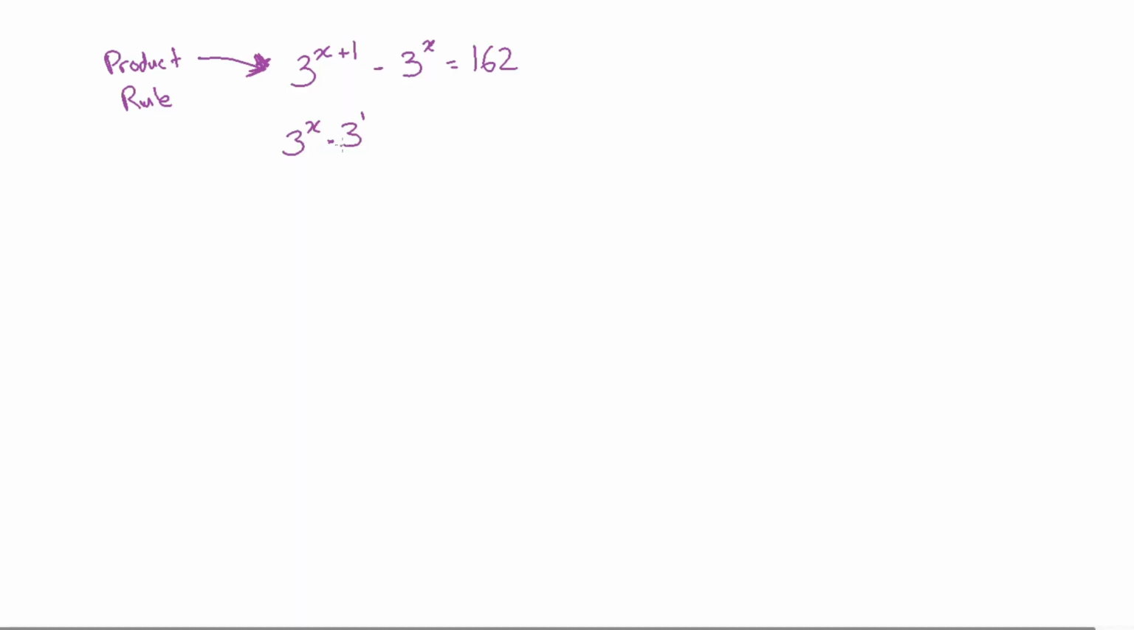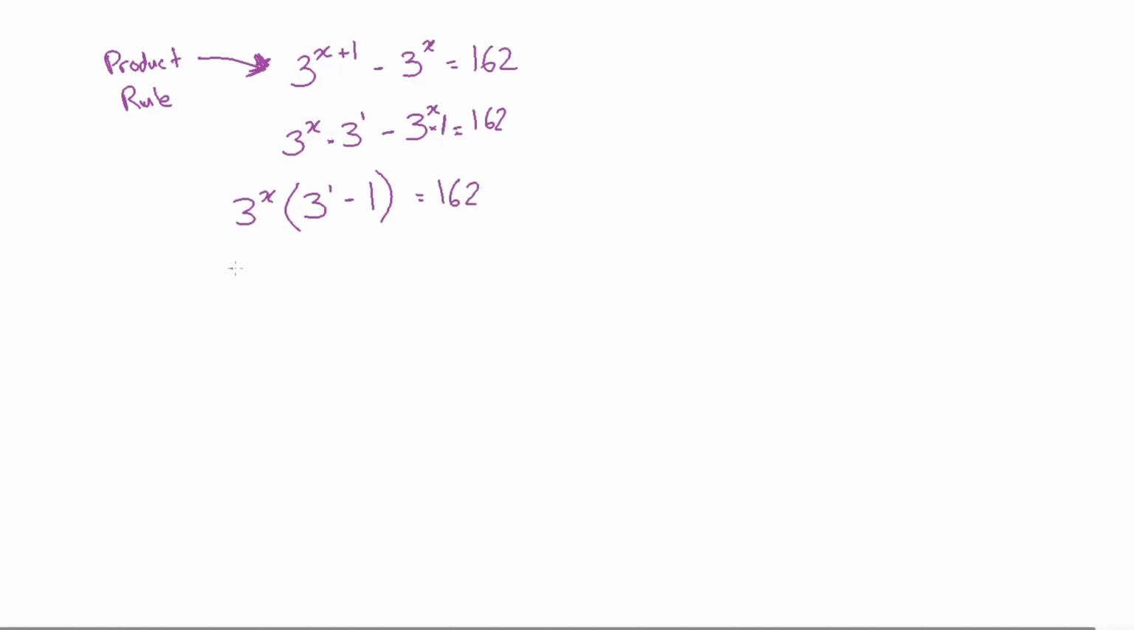And so that would be 3 to the x times 3 to the first minus 3 to the x equals 162. Now, what do we do here? Well, you see, these both share a 3 to the x, because 3 to the x times 1 is 3 to the x. So we could take this 3 to the x out of the parentheses, and so this would be just 3 to the first minus this 1. That makes sense. If you distribute this back, it would be 3 to the x times 3 to the first minus 3 to the x times 1, which is just 3 to the x, and this equals 162.